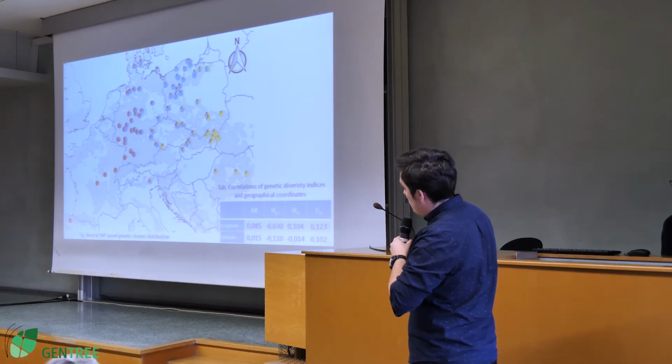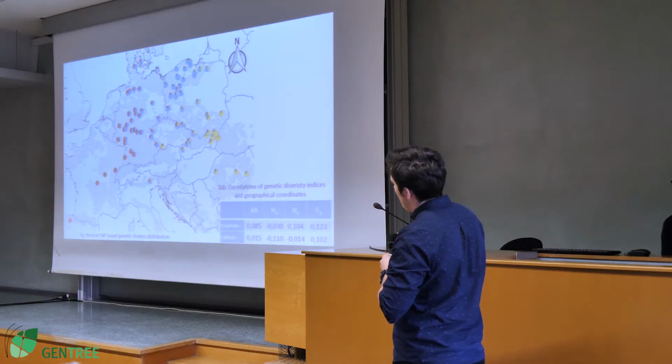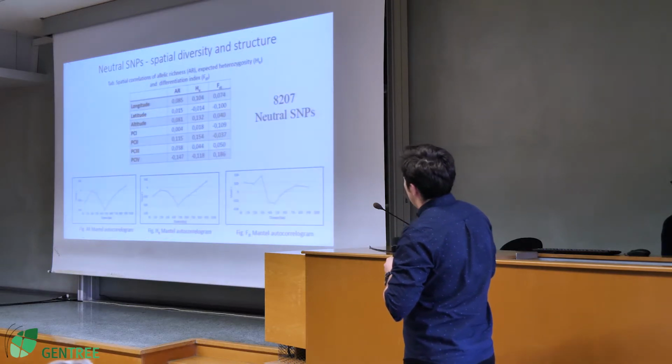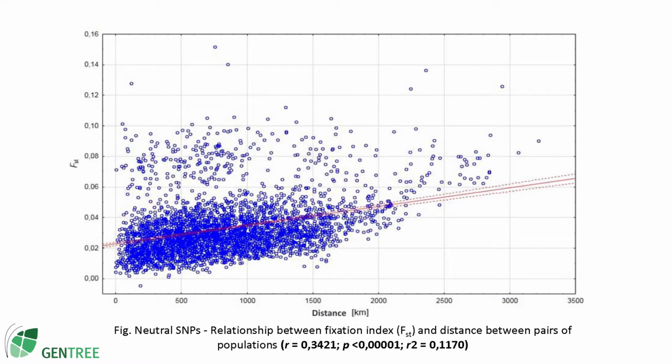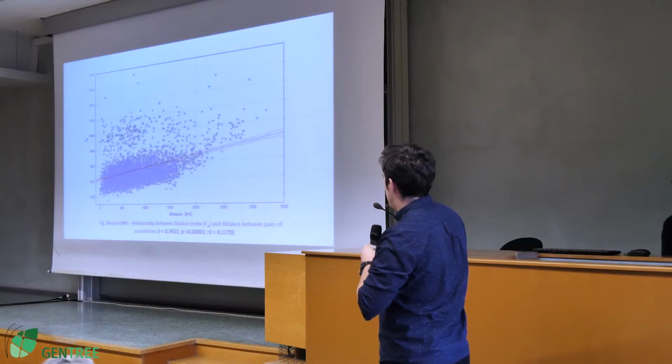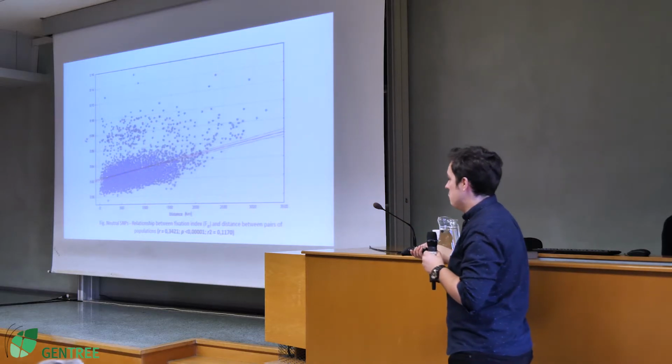But with the neutral SNPs, we found a very good picture of the migration routes for beech. We have three main clusters: one from here, second from here, and third from here. Here is a mistake in the presentation, sorry for that. This graph shows the relation between FST and distance between the pairs. It's not much. It supports the previous studies.